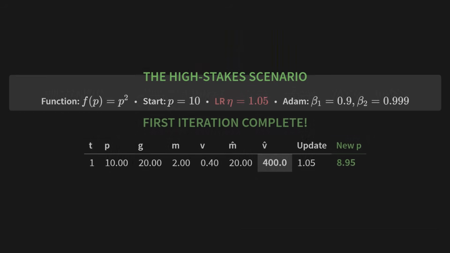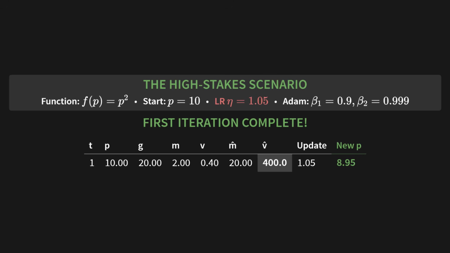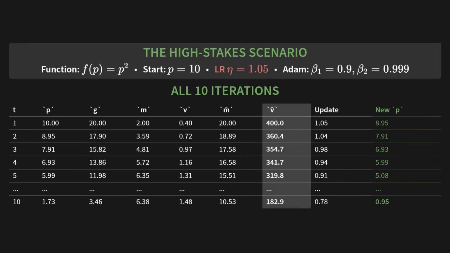Let's look at the result of that first iteration all laid out. Our new p is 8.95. We moved closer to the minimum. Gradient descent exploded, but Adam took a calm, measured step in the right direction. Now, we're not going to walk through every single calculation for all 10 iterations, but here is the full table. Just look at that new p column. It goes from 10 to 8.95 to 7.91, 6.93, 5.99, all the way down to 0.95 after just 10 steps.